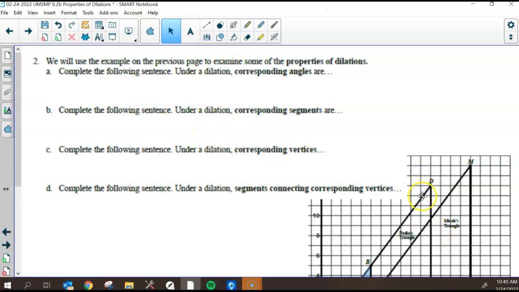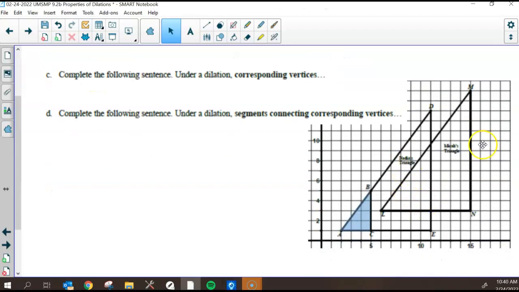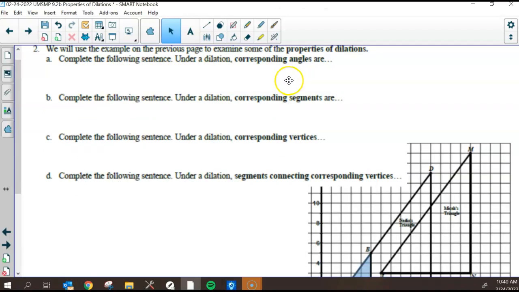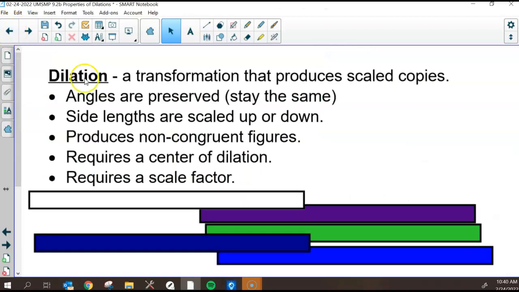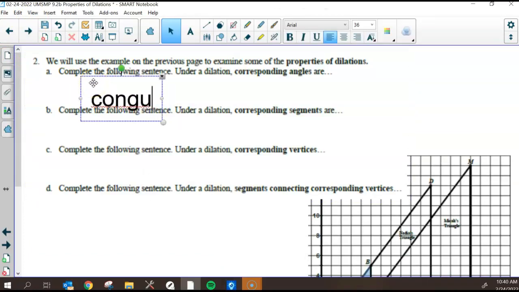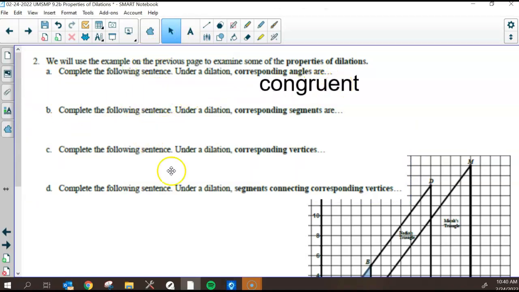Let's list some more properties. These are some great properties that we just saw. We're going to use that example on the previous page, which I have here so that we can still see it. We want to complete each of these sentences. Under a dilation, corresponding angles are, you tell me, corresponding angles are what? If angles are preserved, is the angle measure going to change? No. So corresponding angles are congruent. Let's use the fancy math word. They're congruent. That's even fancier than the same.